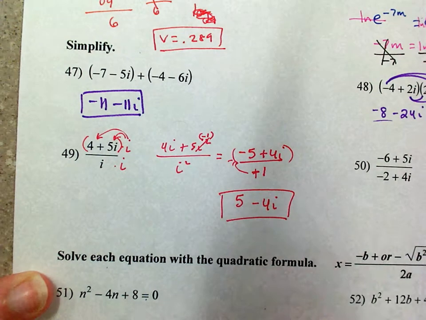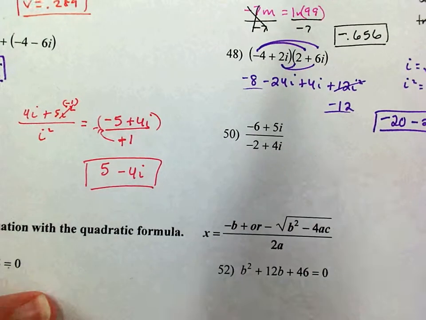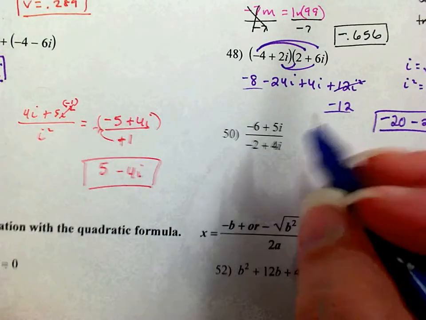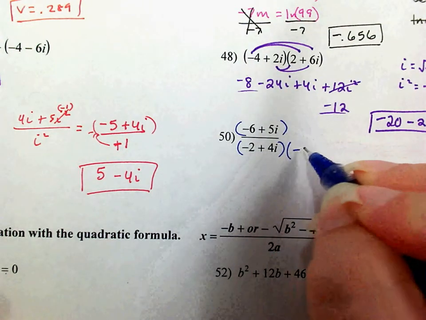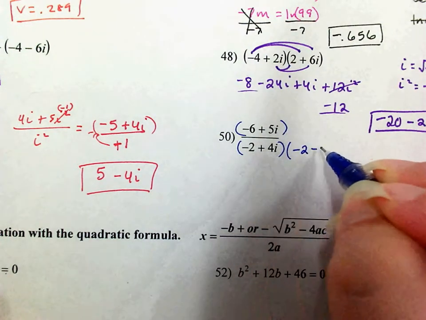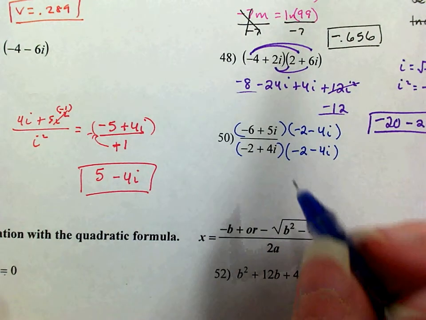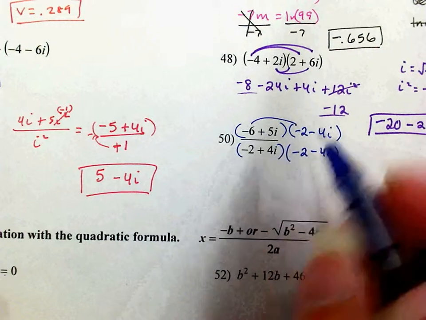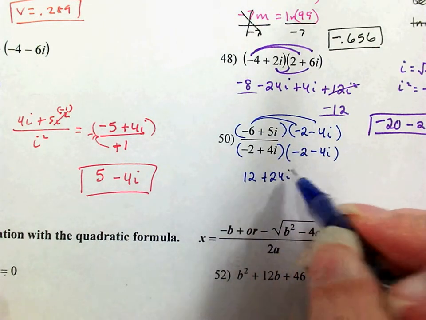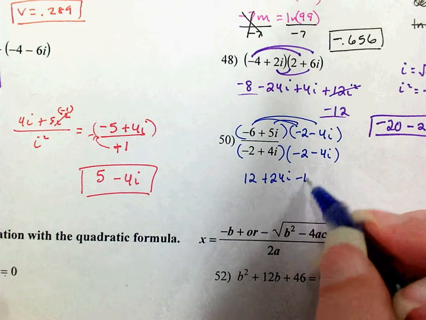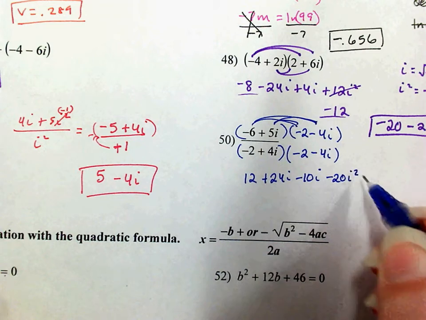On number 50, just like with the square roots, we don't have imaginary numbers on the bottom, but what I was getting at is that you want to multiply by the conjugate of the denominator, which means negative 2 minus 4i. Okay, so we multiply the top. I've got 12, 24i, minus 10i, and minus 20i squared. Remember, i squared is negative 1, which makes that positive 20.